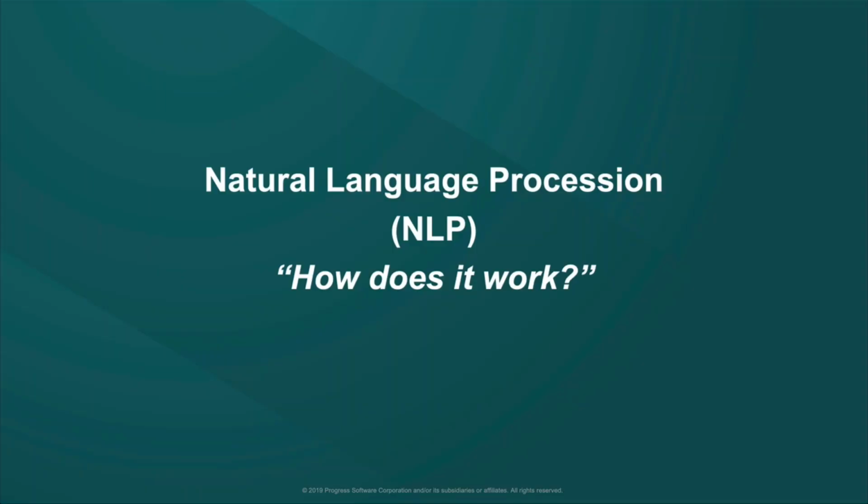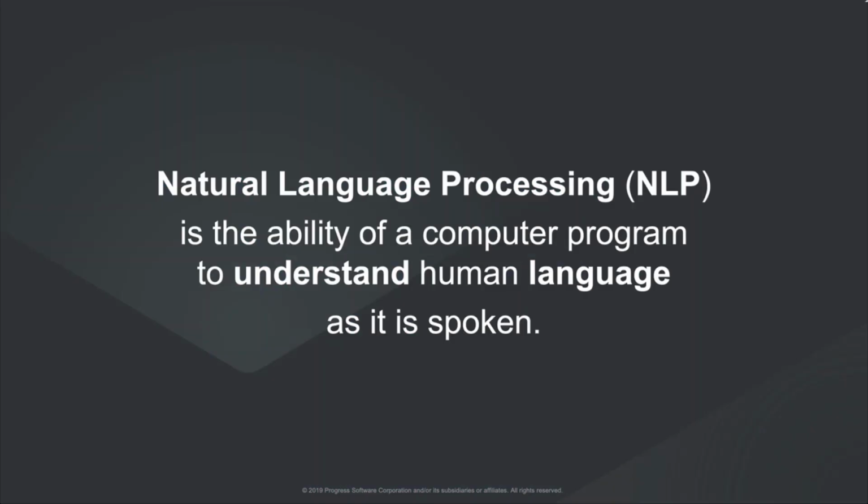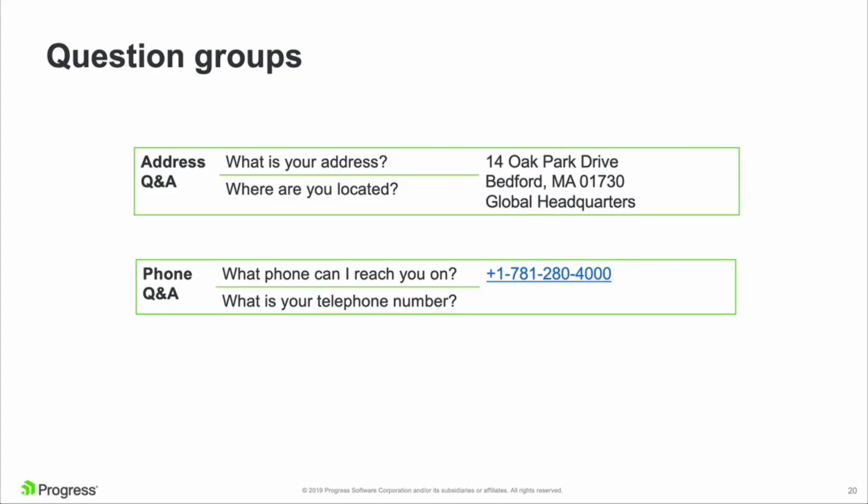When you are building a chatbot, it is good to understand what natural language processing is and how it works. So natural language processing, or as we refer to it as NLP, is the ability of a computer program to understand human language as it is spoken. To explain how NLP works, we'll analyze the whole process by using these two Q&As as an example.